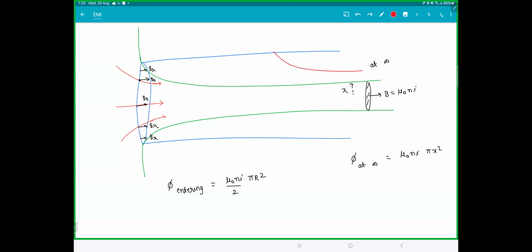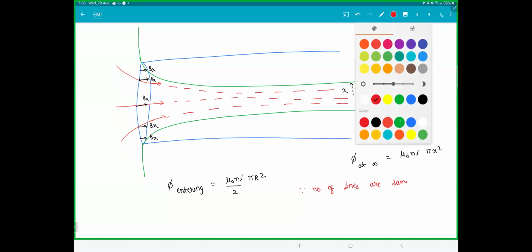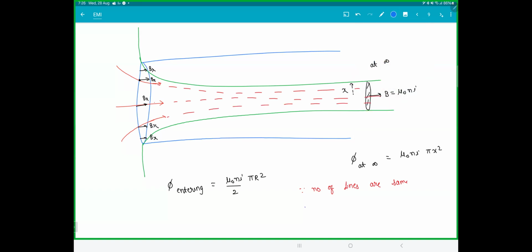After this, some new lines are coming from here. I don't care about them. Since the number of lines are the same, the flux must be the same. Every line that comes between the green must pass through this disk. Therefore, I can equate the fluxes. So mu naught Ni R square by 2 is mu naught Ni pi x square. x is equal to R by root 2. It's a pretty good question.